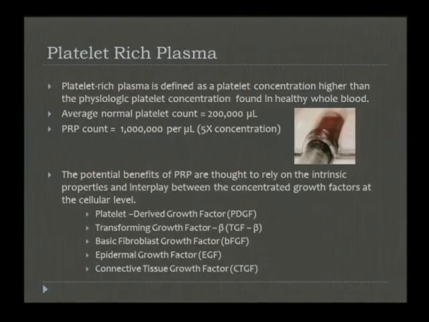So platelet-rich plasma is defined as a platelet concentration higher than the physiologic platelet concentration found in healthy whole blood. So the average normal platelet count is approximately 200,000 per microliter. With PRP, you get a 5-fold increase in concentration, so approximately 1 million platelets per microliter. And we're placing a higher concentration, hopefully at the site of injury, and putting concentrated growth factors in that area.